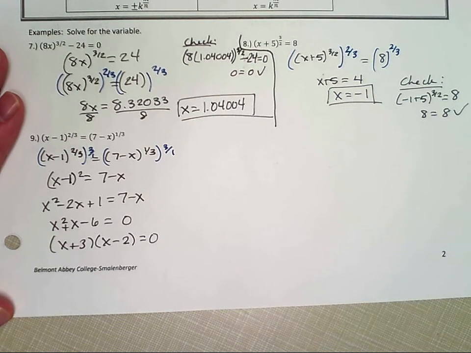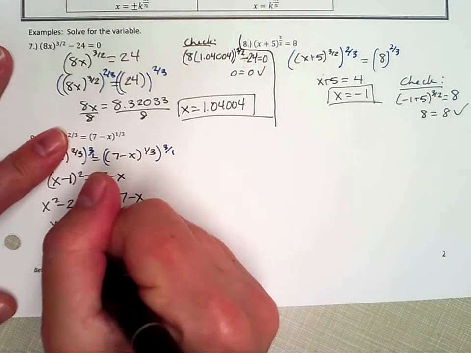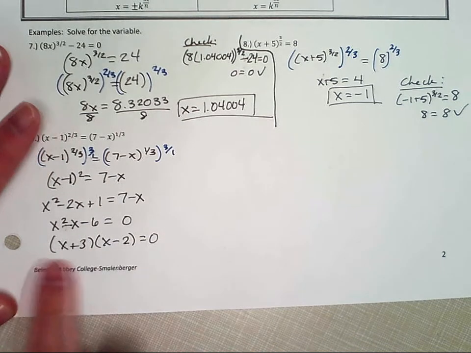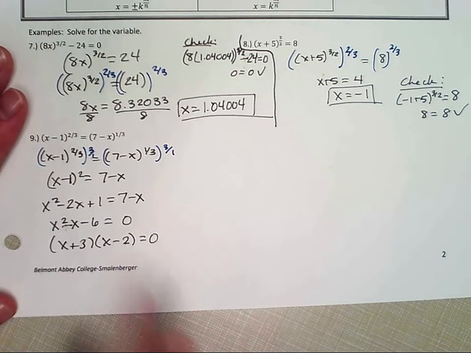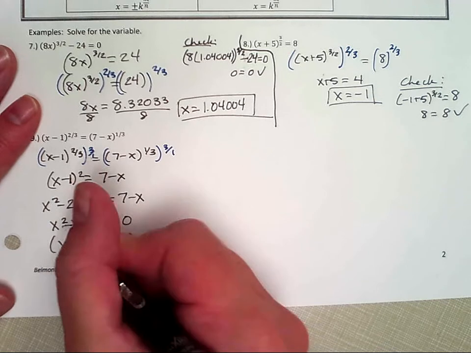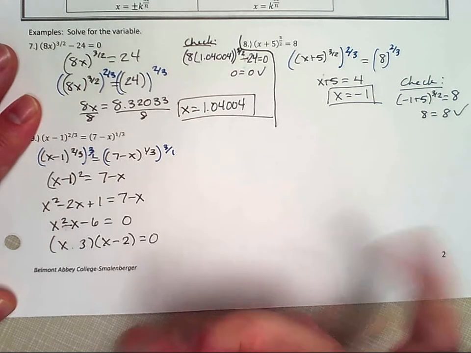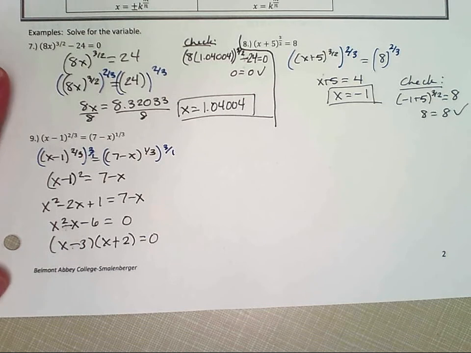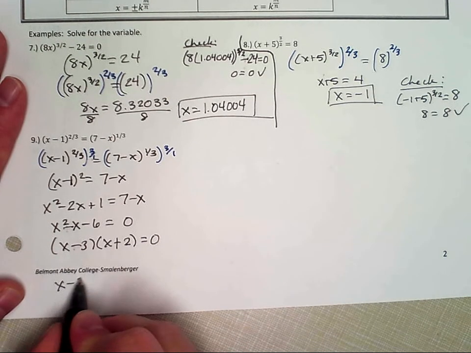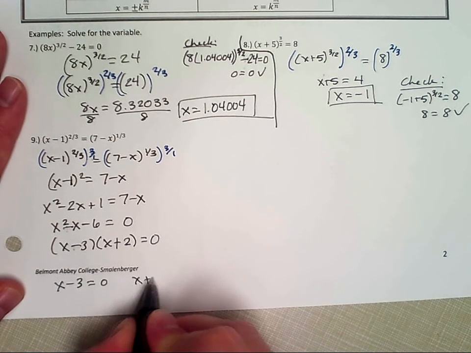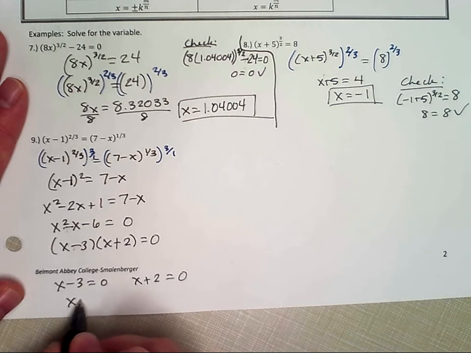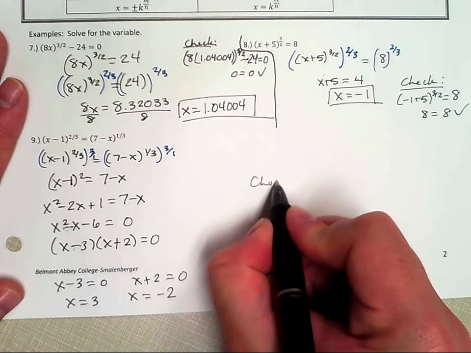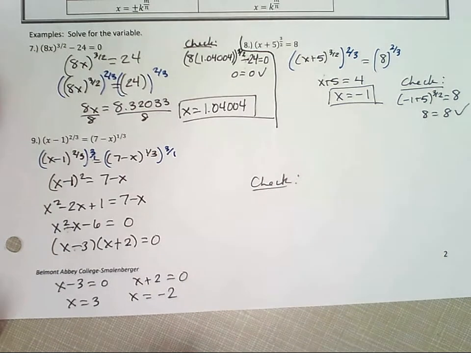Is that good? Yes, it would be. So how does that change what I FOILed? Or how does that change my factors? I need to change the signs, right? So then I get x minus 3 equals 0, x plus 2 equals 0. So I get x equals 3 and x equals -2. So then make sure you check your work.